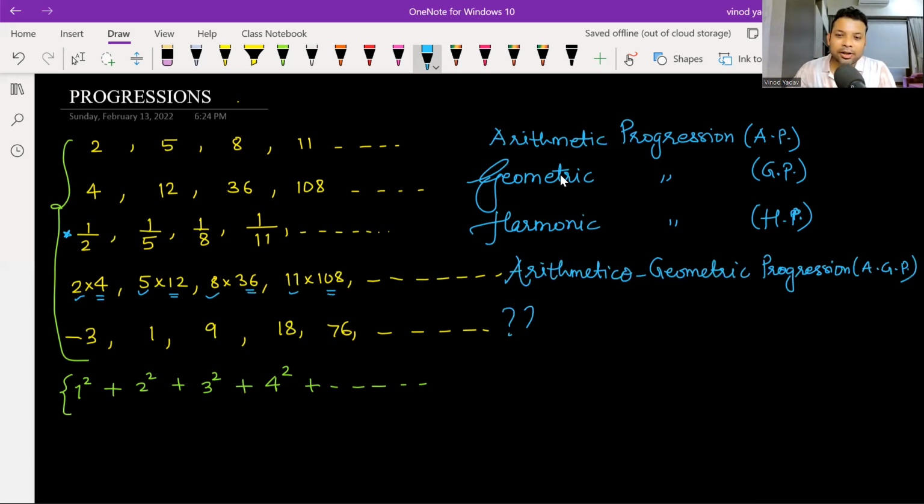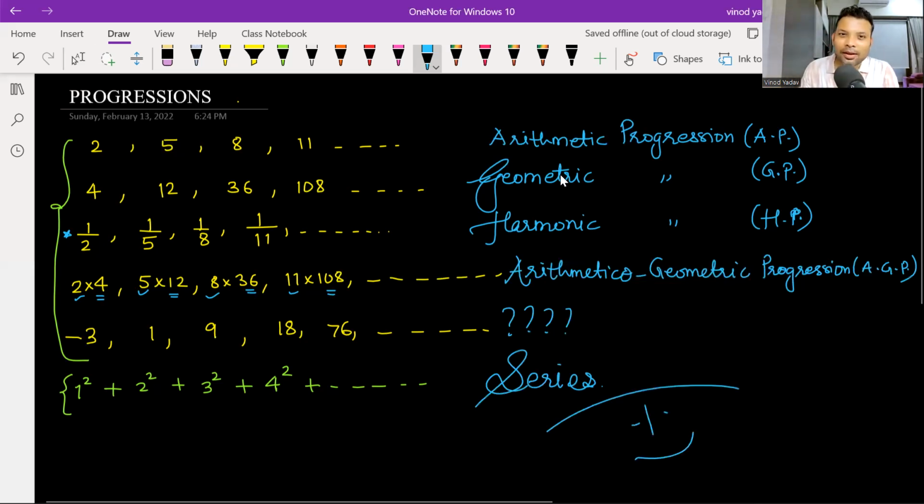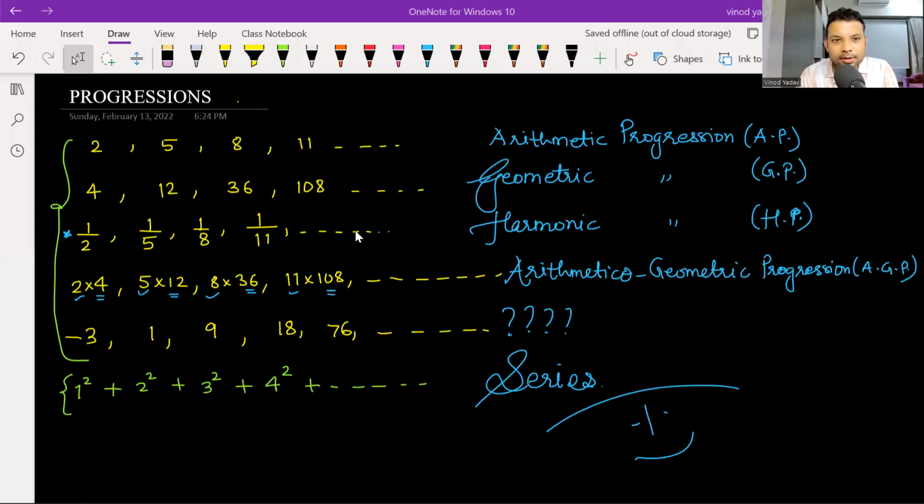Here I can't find any progress, so this is just a sequence. And the last one is a series. All right, this was the small intro. Now we will see each of these progressions in detail. Yes, friends, stay tuned. I hope you understood till now. Cool.